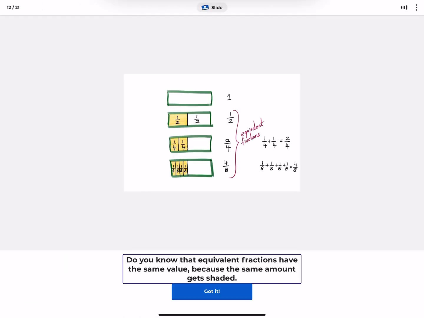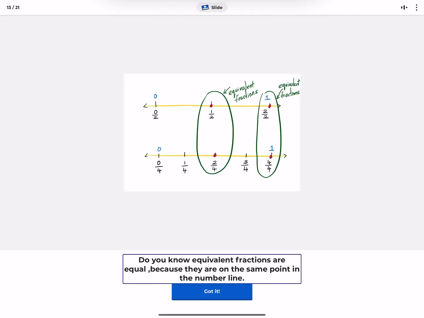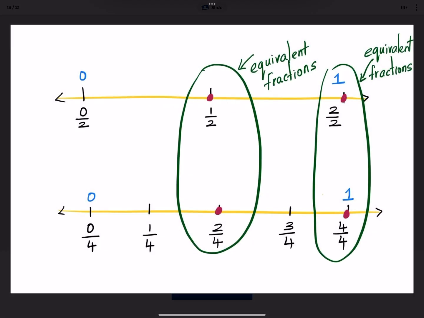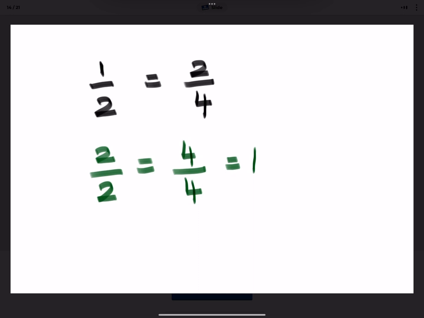Do you know that equivalent fractions have the same value, because the same amount gets shaded? Do you know equivalent fractions are equal, because they are on the same point in the number line? What sign can be used to show that the equivalent fractions are equal? An equal sign.